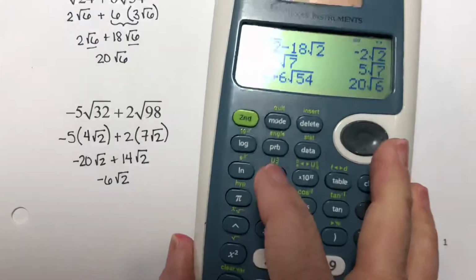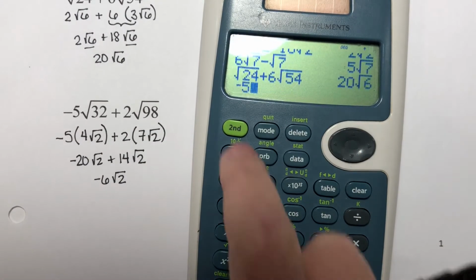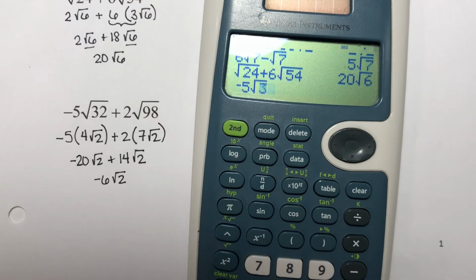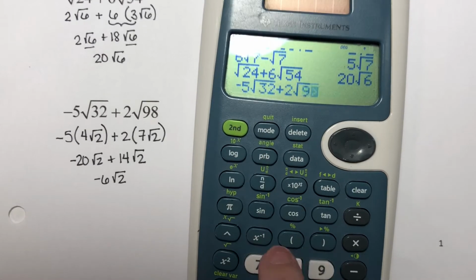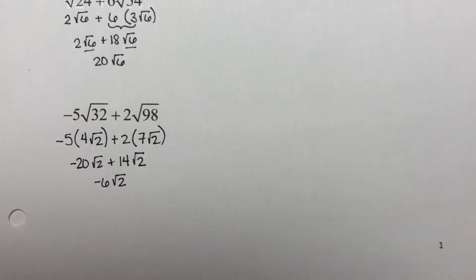Let's use our calculators to see if this one will check. And I do get -6 square root of 2, so that one is correct. Okay, so let's go to the next problem.